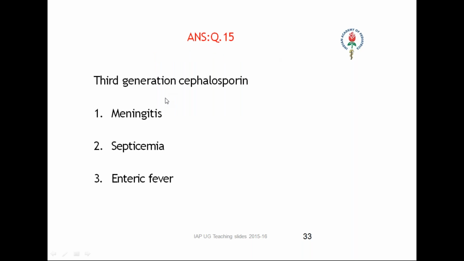So third generation cephalosporins are used in meningitis, septicemias, and enteric fever. The dose will differ. Usually the dose for septicemia is 50 to 75 mg per kg per day, meningitis 100 mg per kg per day, and enteric fever 75 mg per kg per day. The possible side effects are allergic reactions, sludging of the bile, and hypersensitivity reactions. Sometimes superinfections may be there, but not routinely. So cephalosporin indications are meningitis, septicemias, and enteric fever.